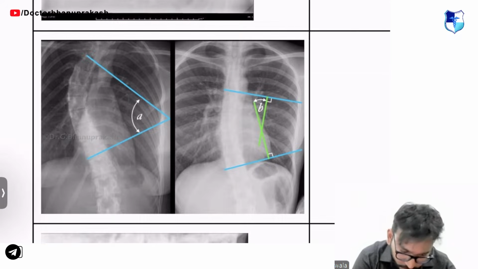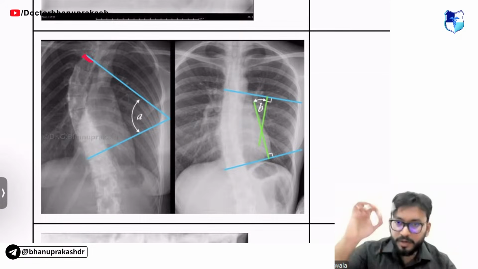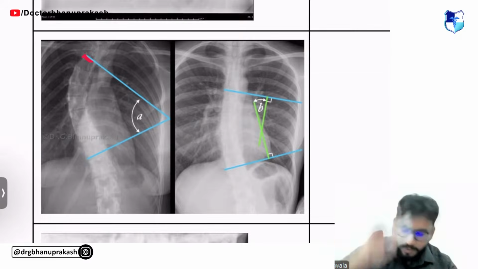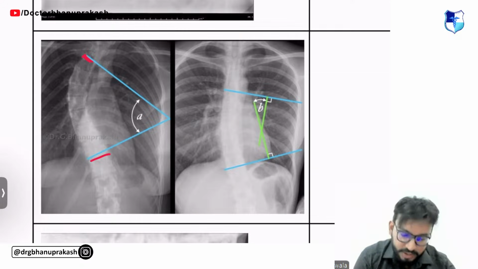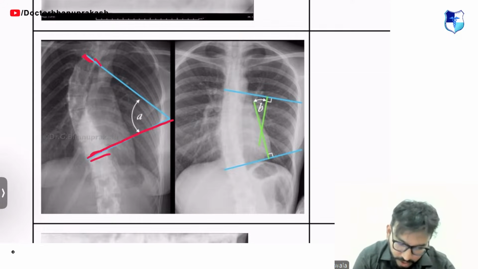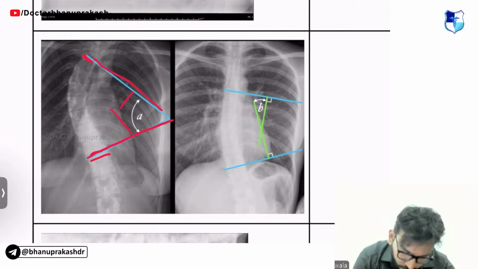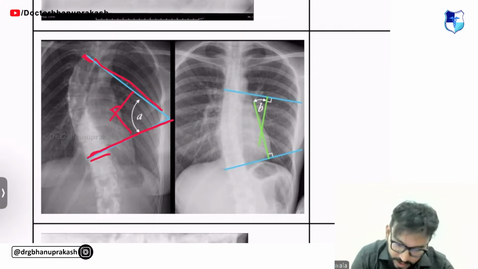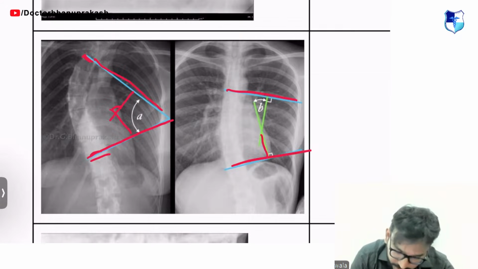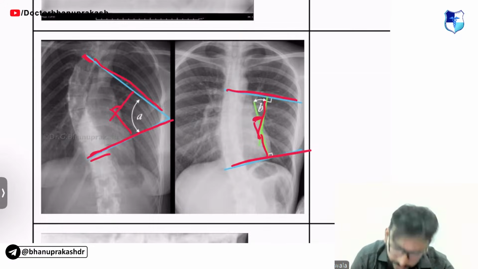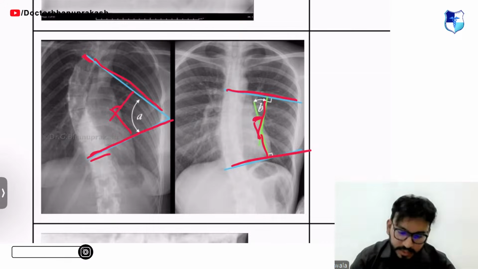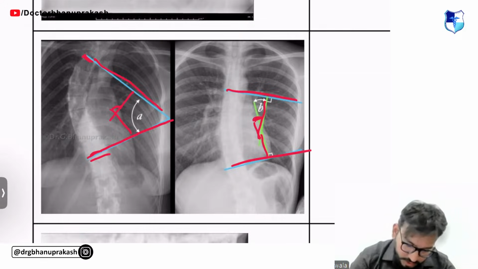So what you do is you take the top, from where the deformity starts, and the bottom, where the deformity ends. You draw lines along those. Then you draw perpendiculars to those lines, and wherever they meet, whatever angle they create, that is a Cobb's angle. Seen in scoliosis, guys.